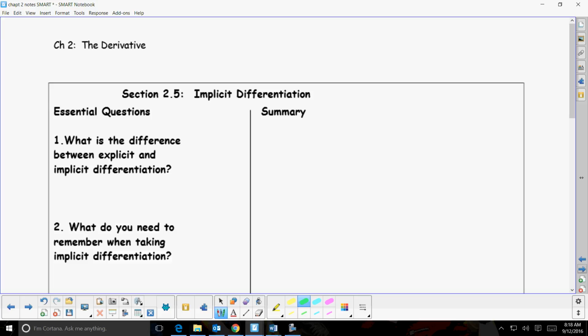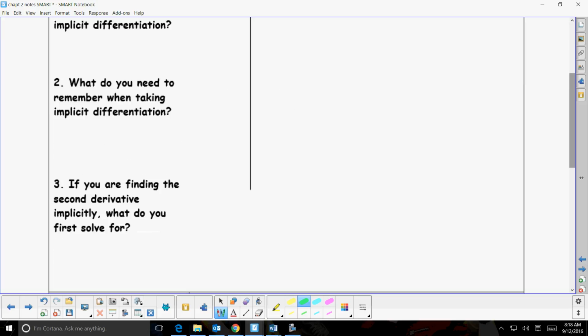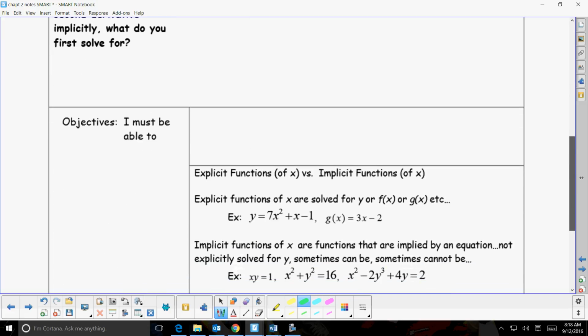Okay, so Chris, refocus. Now we are on implicit differentiation. So this is the last part of chapter 2 before our test on Thursday. So we're going to see the difference in explicit and implicit. We're going to talk about what we need to remember, okay? But here, what we're going to do is we must be able to derive implicitly. Some of you guys are like, I don't know what that means yet. That's okay. We're going to talk about it.